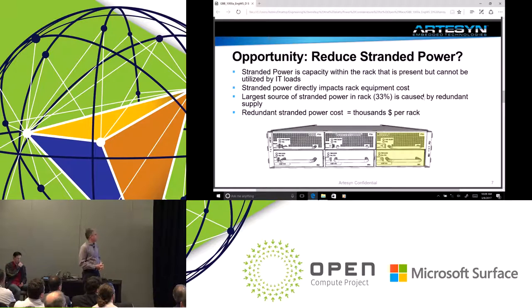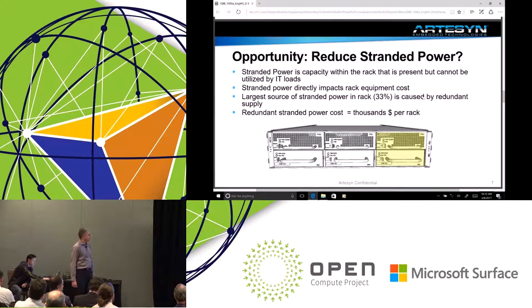So one of the questions we have is, are there ways to reduce stranded power within the rack? For those of you who don't know that term, stranded power is power that the capacity is there in the rack, but you can't count on it for use by your IT equipment because it's there for purposes like redundancy, or you've over-provisioned the supply just in case you hit a power peak, right? So in this particular example, you see three PSUs across the top, three BBUs along the bottom. One-third of that is there for redundancy, or you've got about 50% stranded power in that rack. By reducing stranded power, you can dramatically reduce the cost of your power infrastructure. So that's the first question.